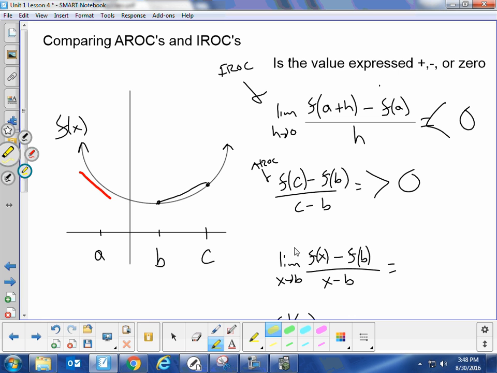All right, everybody, figure this out. Talk to your neighbors about it. The limit as x approaches b of f of x minus f of b all over x minus b. There's one more thing that we have to do before you guys leave. So please just bear with me while we do this.